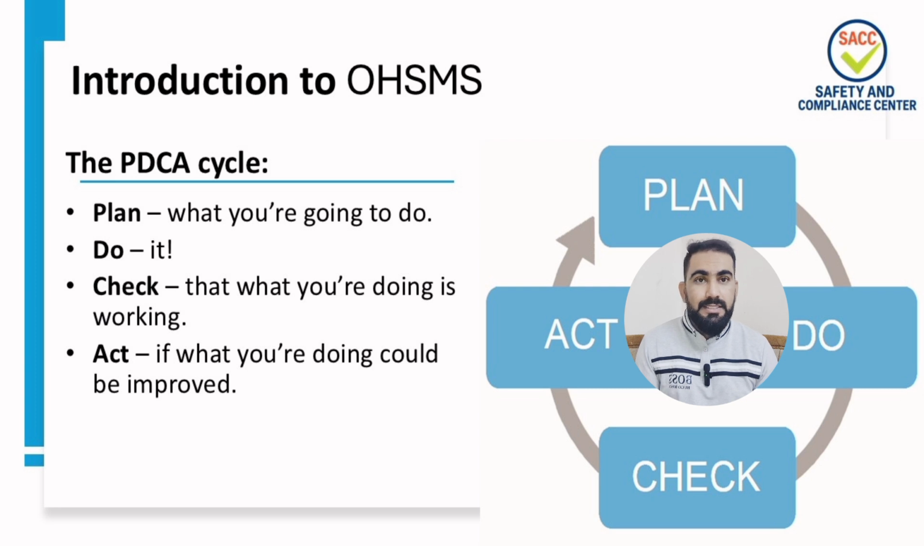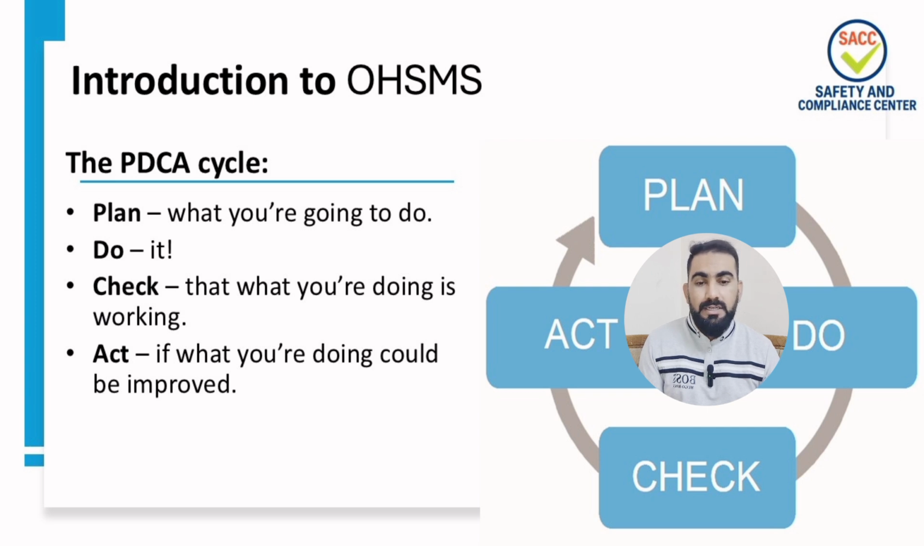The next stage is the do. This is the implementation phase. We put our safety plans into action, from training the staff to the enforcement of the safety procedures and controls. While when we talk about check, it means we monitor the control measures implemented at the workplace, and we measure how well our safety measures are working practically.